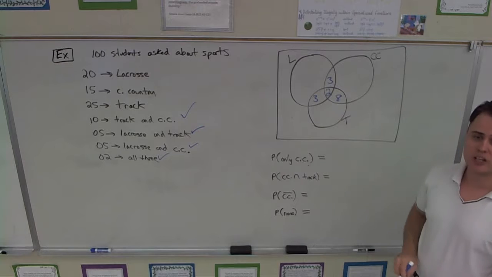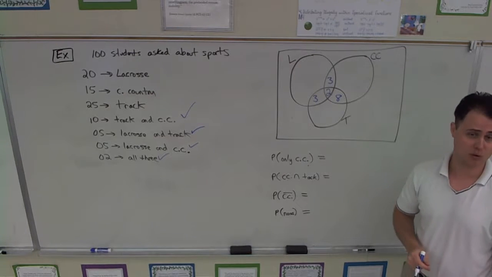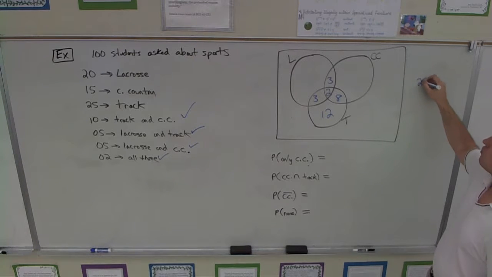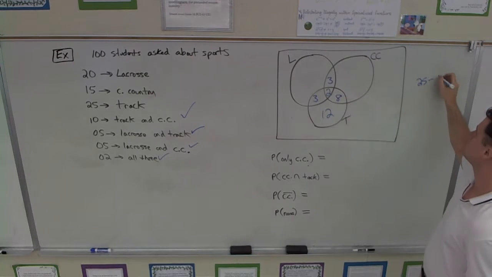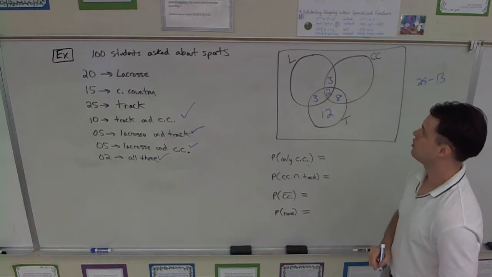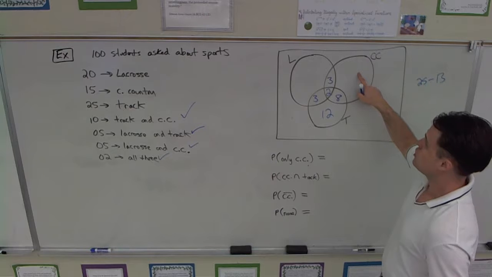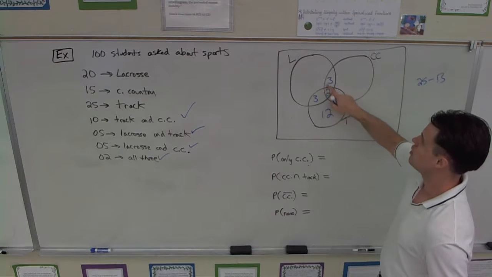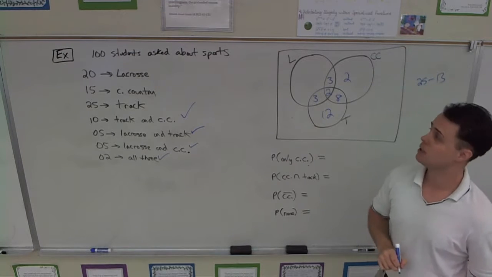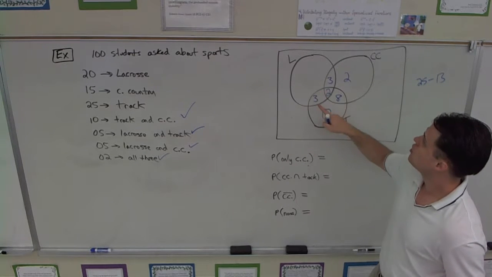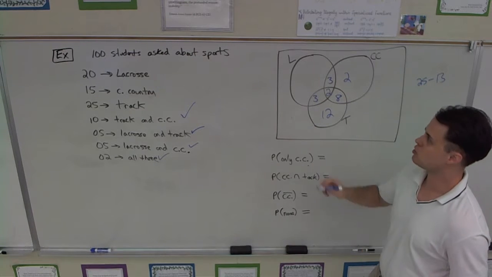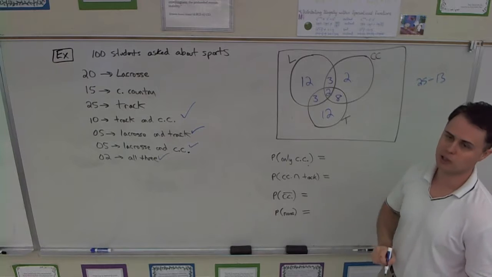So how many people played just track but not one of the other 2? 12. How'd they come up with that? They went 25 minus 10 and 3 is 13. You get 12. And then likewise you can fill these ones in, right? So cross country, a total of 15 people played. Looks like we've already got 10 and 3 of them consumed. So there's only 2 people who just did cross country. And likewise for lacrosse, we've already consumed 5 and 3, 8, so there's 12 out of the 20 left.